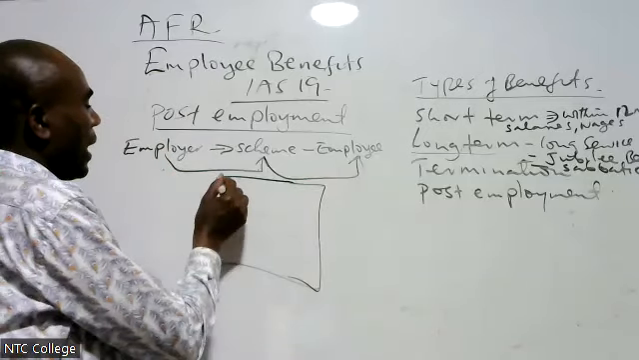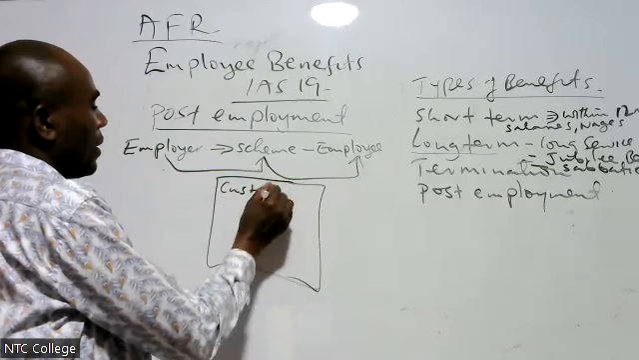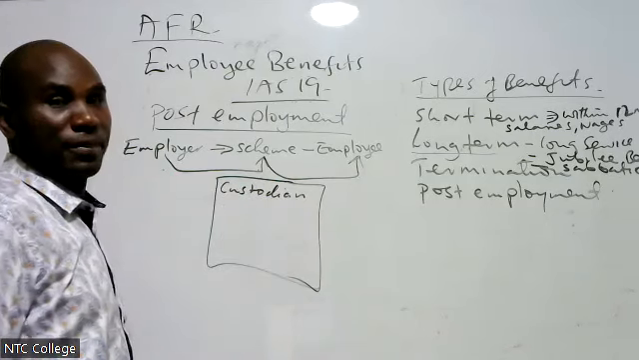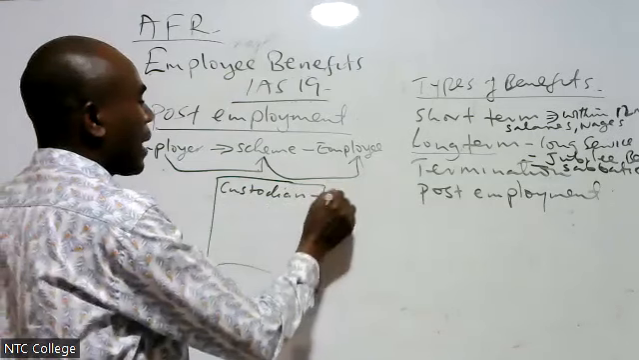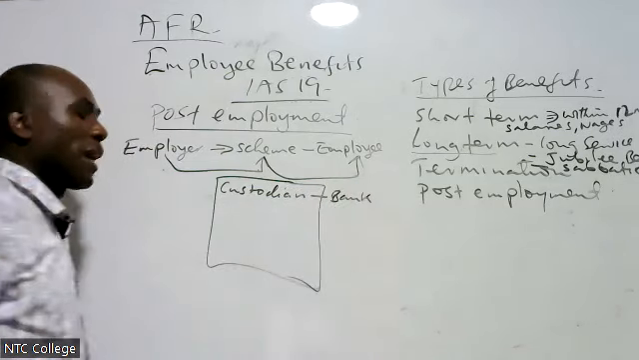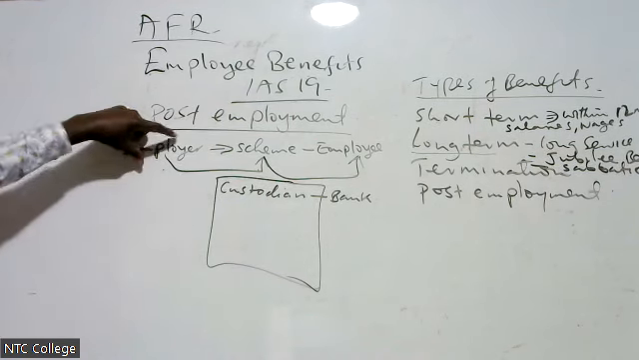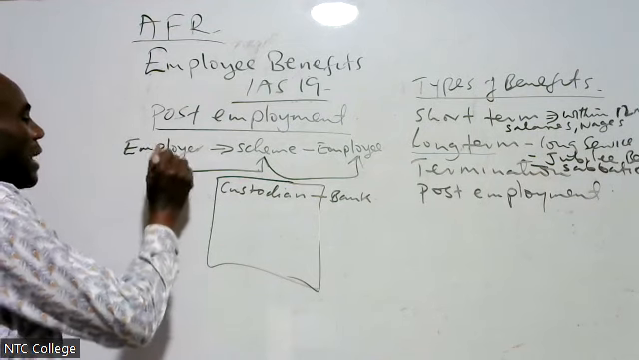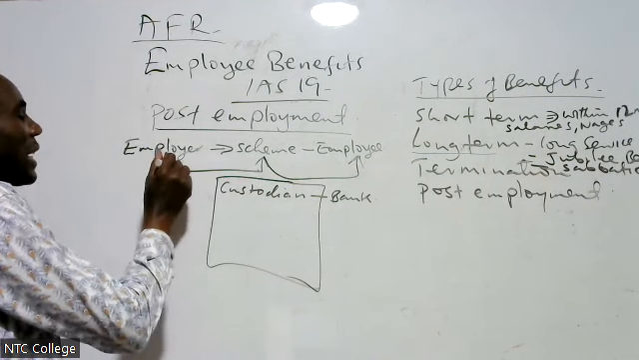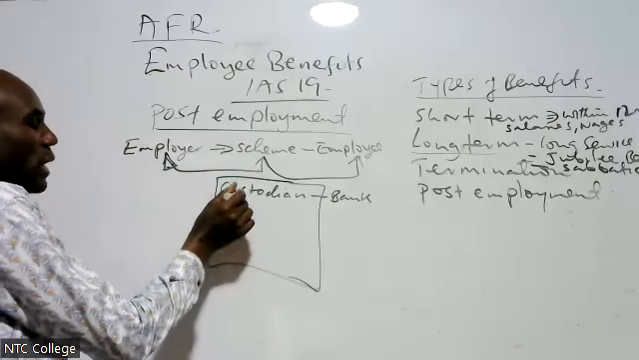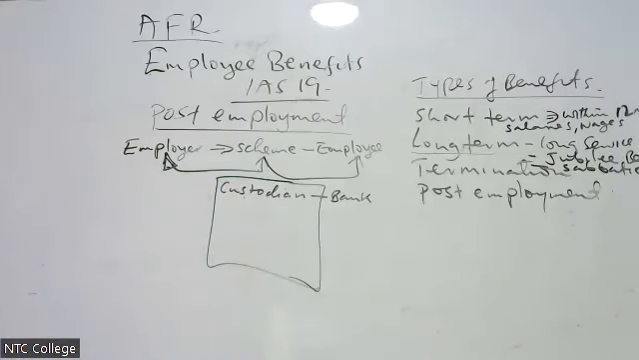In the scheme, we have what we call a custodian. A custodian is a bank. Any bank, like KCB, like Cooperative, like Community Bank, can be a custodian. The employer, when contributing pension money, doesn't take it to anybody else. You take it to the bank directly.